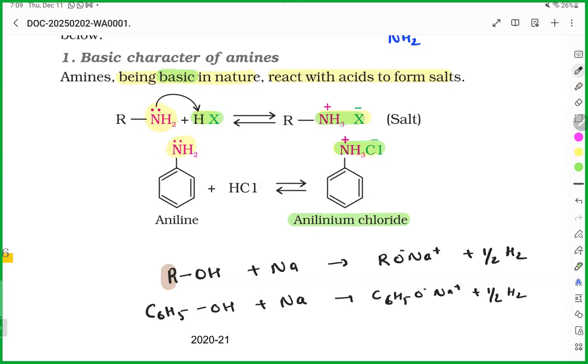Correct? So this is the proof of the acidic behavior of the alcohol or phenol. How? Because they are releasing hydrogen gas. Same way, if you take alkyl halide, they react with the acid, then it means they are base, because acid and base form salt by neutralization reaction.